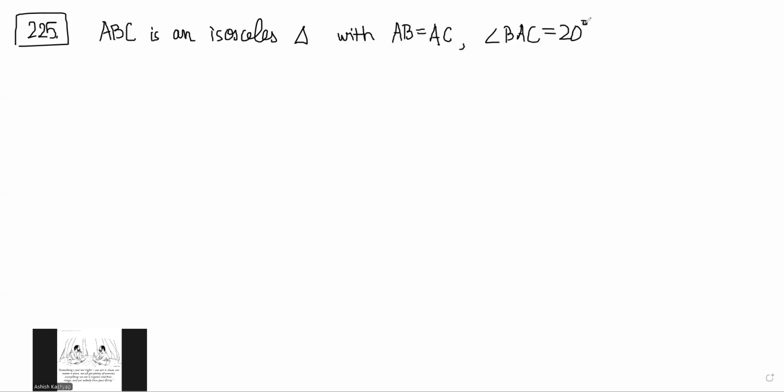ABC is an isosceles triangle with AB equal to AC and angle BAC is 20 degrees.